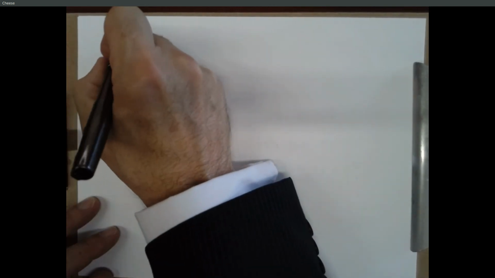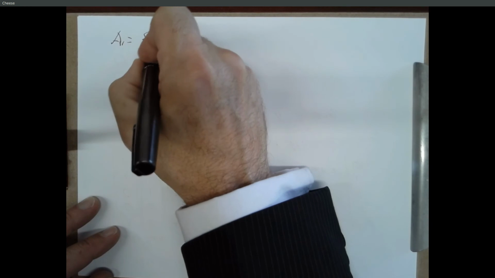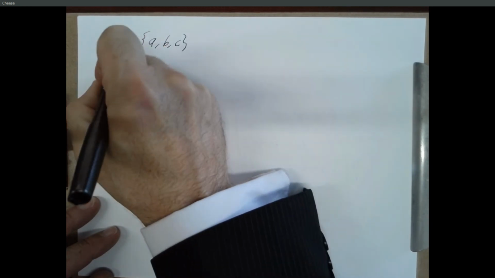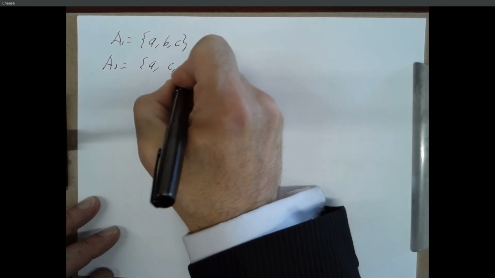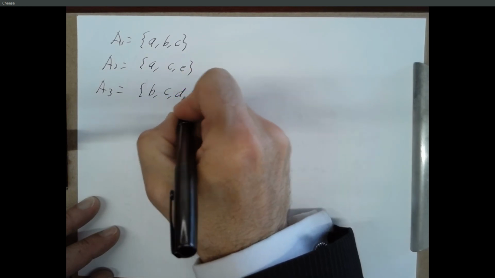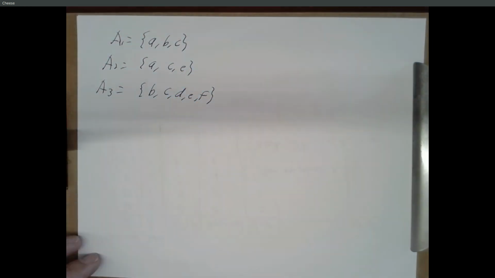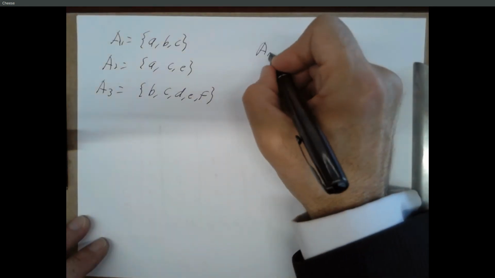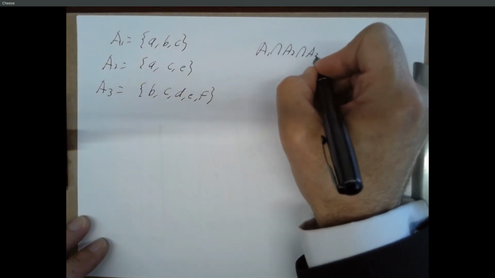All right, so let's talk about unions and intersections. We've already discussed these, but let me show you some notation. Sometimes we might have a collection of sets. For example, I might have set A1 equals {A, B, C}, and A2 equals {A, C, E}, and A3 equals {B, C, D, E, F}.